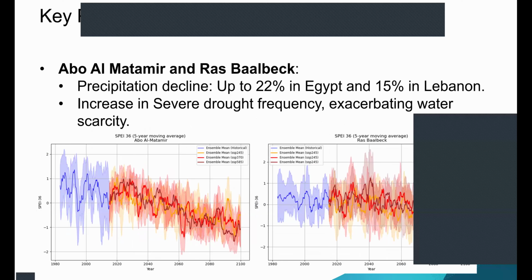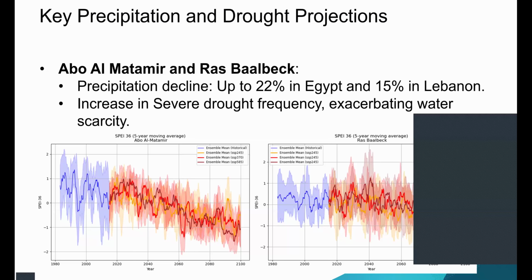Here we present the key precipitation and drought projections for the other two pilot basins, Ras Baalbek and Abu al-Matamir. By 2090, we expect a more pronounced decline in annual precipitation, up to 22% this time in Egypt and 15% in Lebanon. And moreover, there will be a significant increase in severe drought frequency, as you see in the first graph and the second, the 36 SPAI.